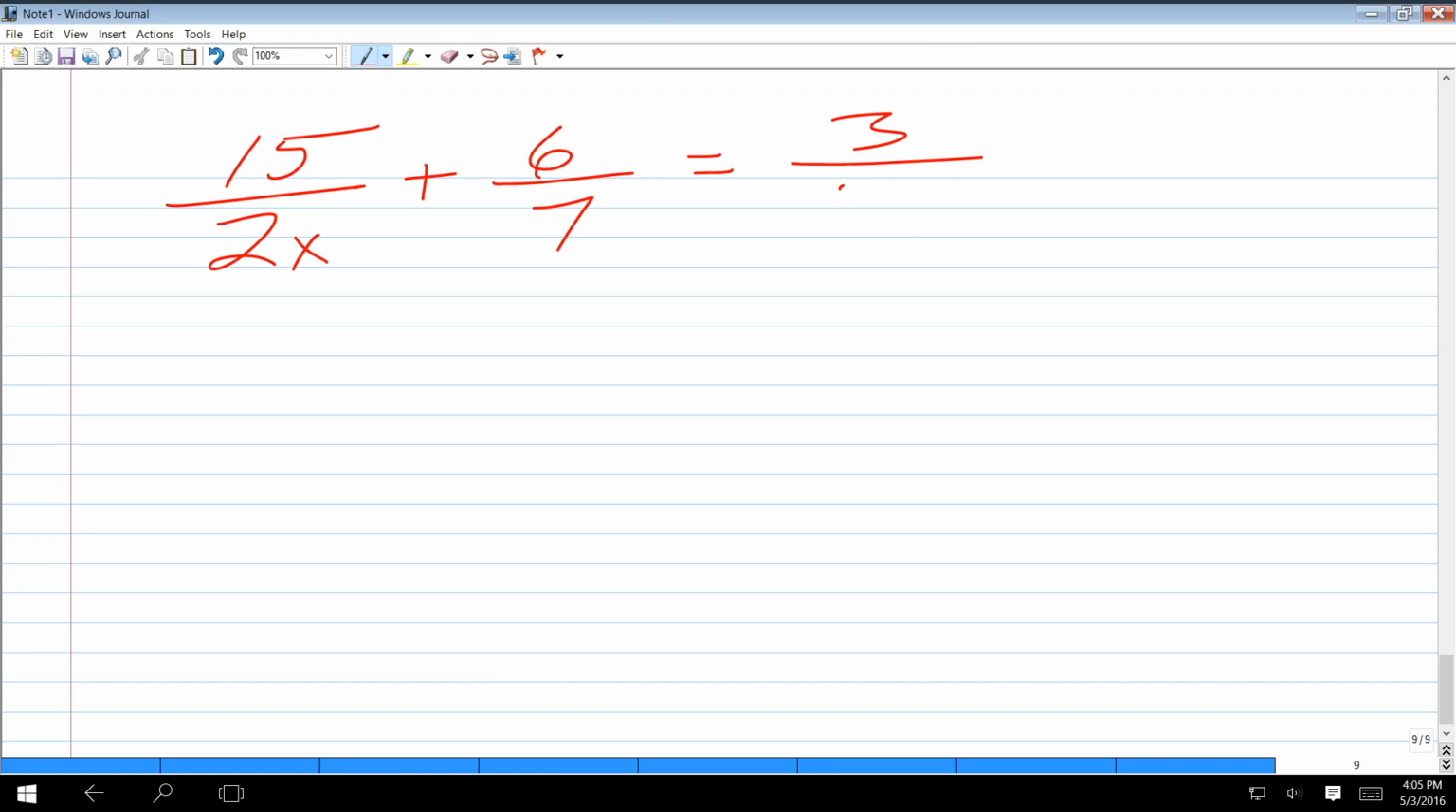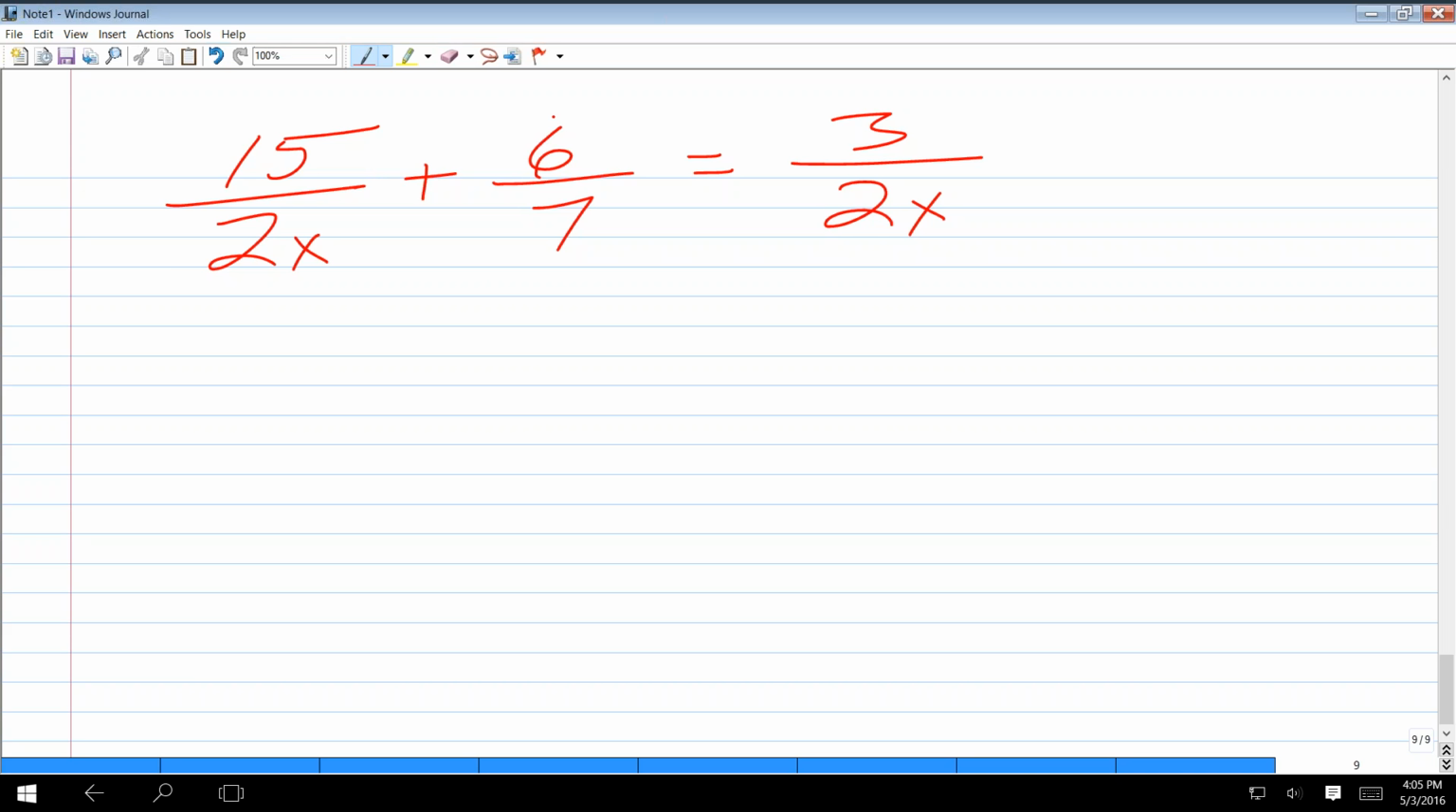15 over 2x plus 6 over 7 equals 3 over 2x. And then it wants to find x. Right.